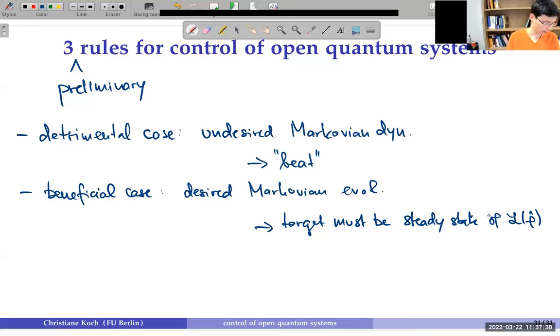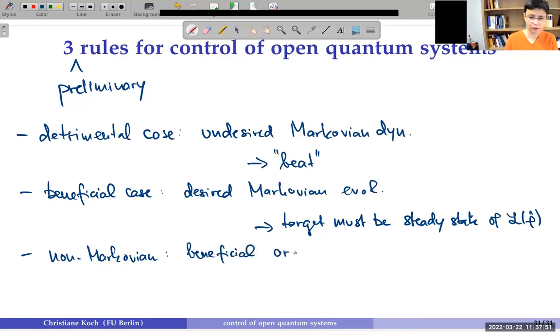And that's why we could improve the error. And then there is the case of the dynamics being non-Markovian, so not described by the type of master equation that I wrote on the previous slide. And so there we know of some cases which are beneficial. We also know of some cases which are detrimental. But a complete picture is really, we are not there yet.